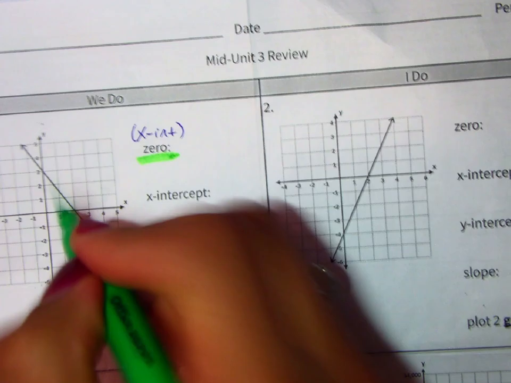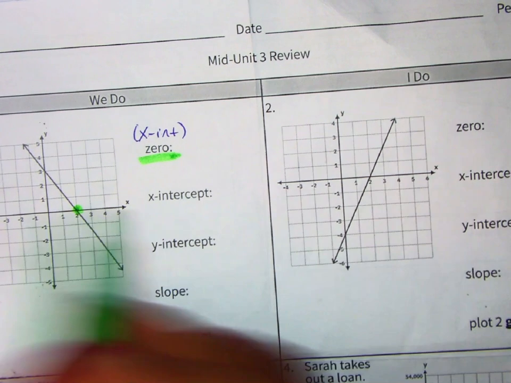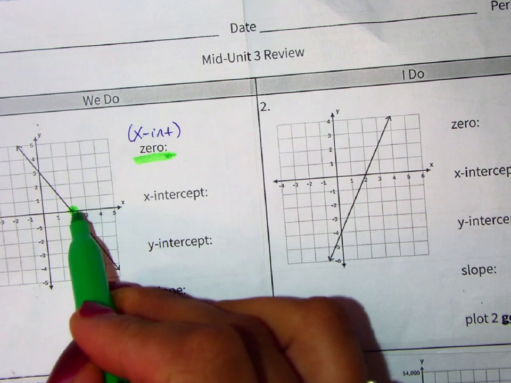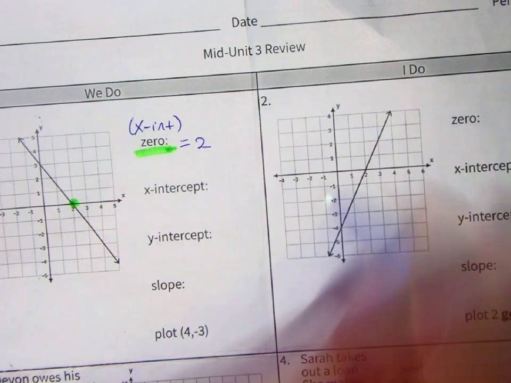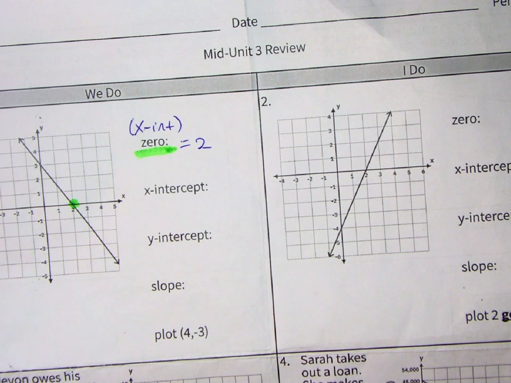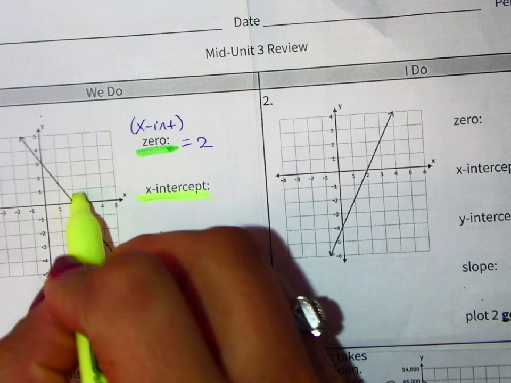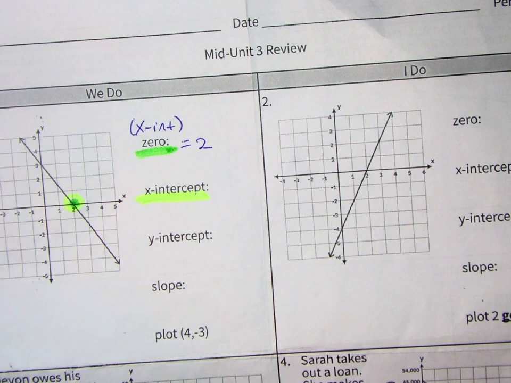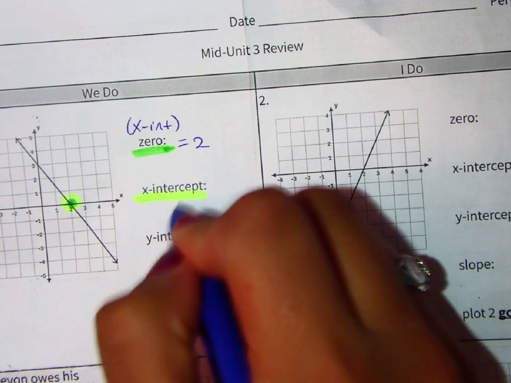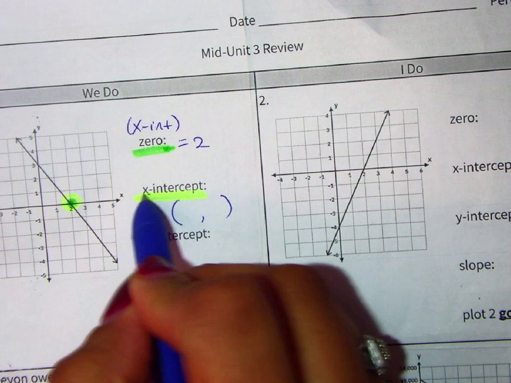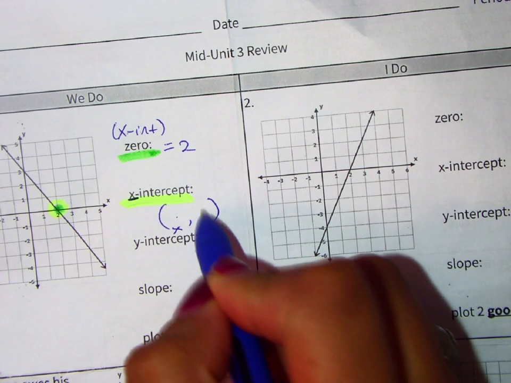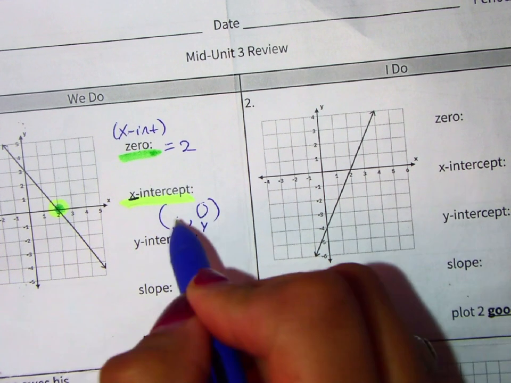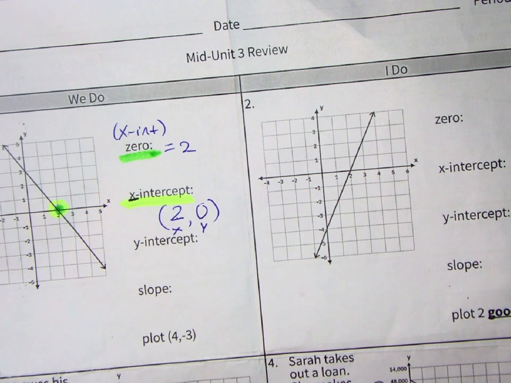So therefore, you just look at right here, this is your x-axis, and this is where the line crosses the x-axis, and you're going to answer the zero is 2. Then you have the question of find the x-intercept. So that's where you also still look at that point, but now you have to write it as an ordered pair. Because they're asking for the x, they want the x value, so that means the y is a 0. So you're going to write (2, 0).